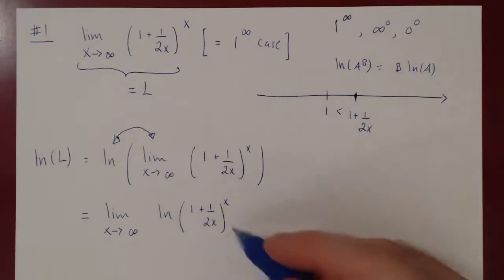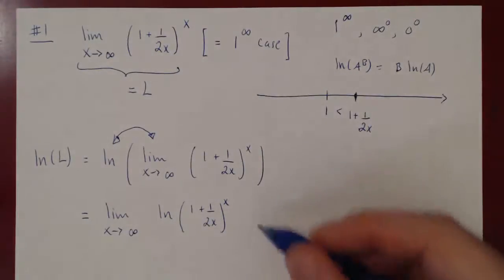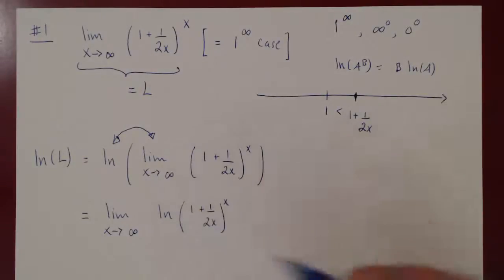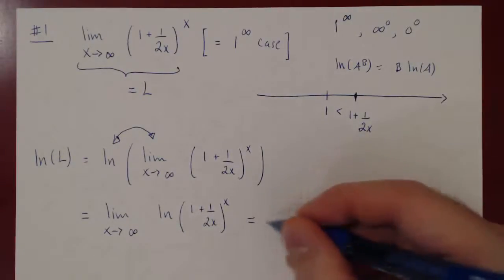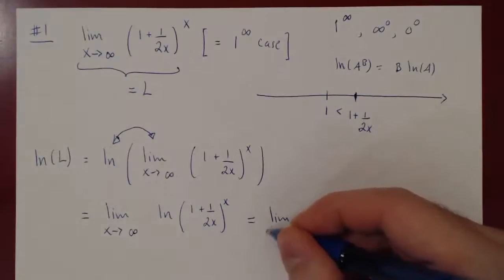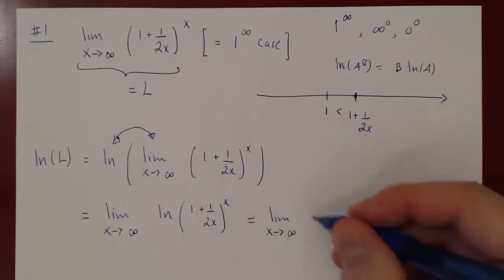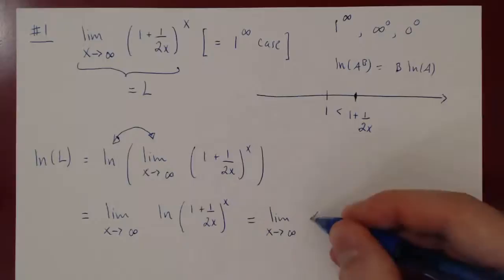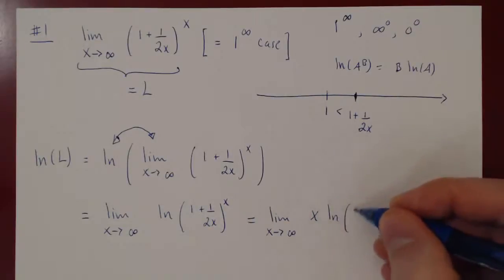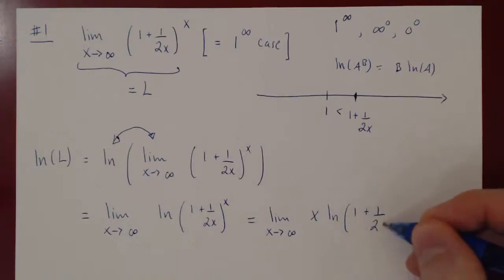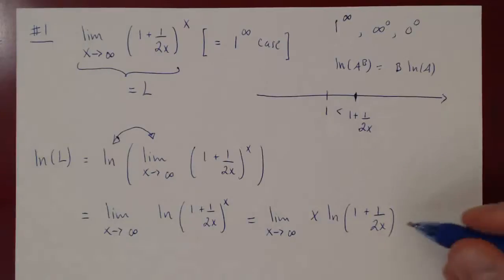And now if you leave it like this, of course, you still won't get a proper case, but you can bring the exponent down and see what you get now. You have x times the ln of 1 plus 1 over 2x. Let's look at what case we have here.